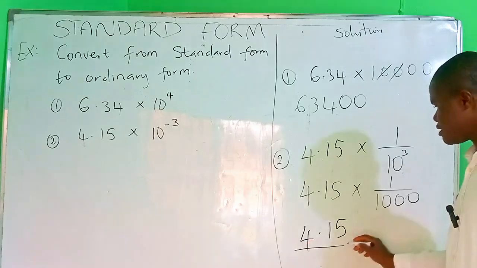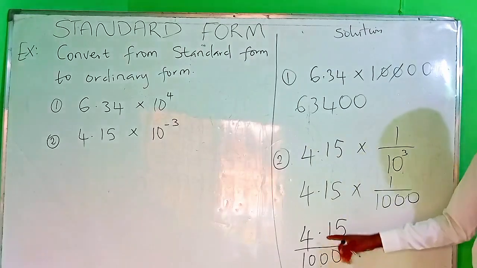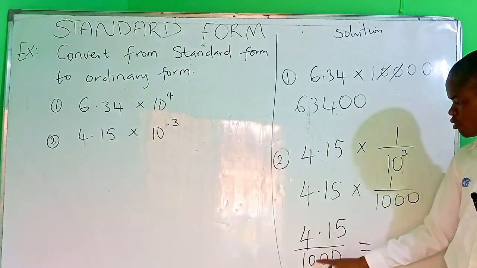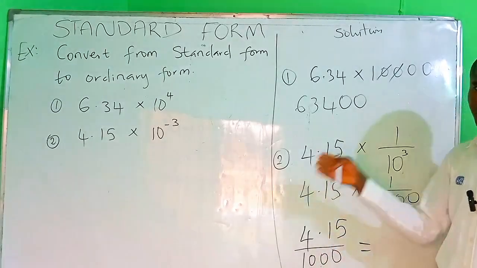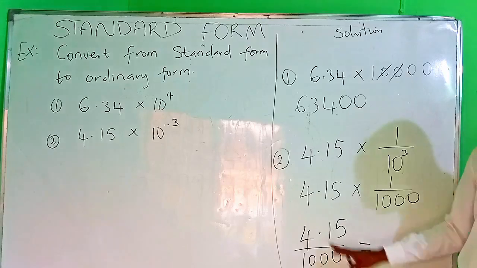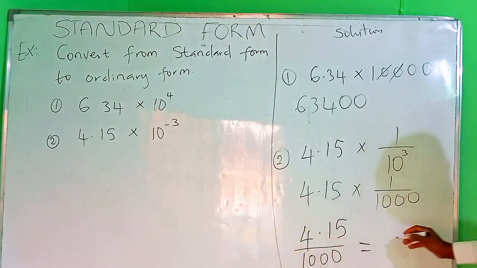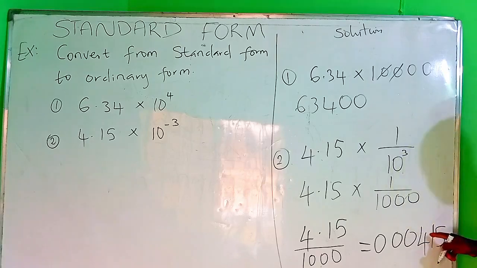So this means 4.15 divided by 1000. Okay, so what this simply means is that we should move the decimal point 3 times backward because there are 3 zeros. I will advise you to do first is, since there are 3 zeros, put 3 zeros at the back. So it becomes 0000415. So the decimal point was here. Let's now move 3 steps backward. It becomes 1, 2, 3. So return back a decimal point here.